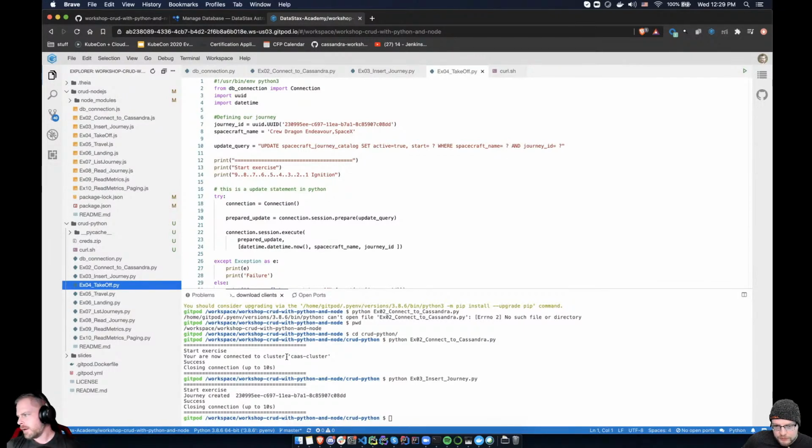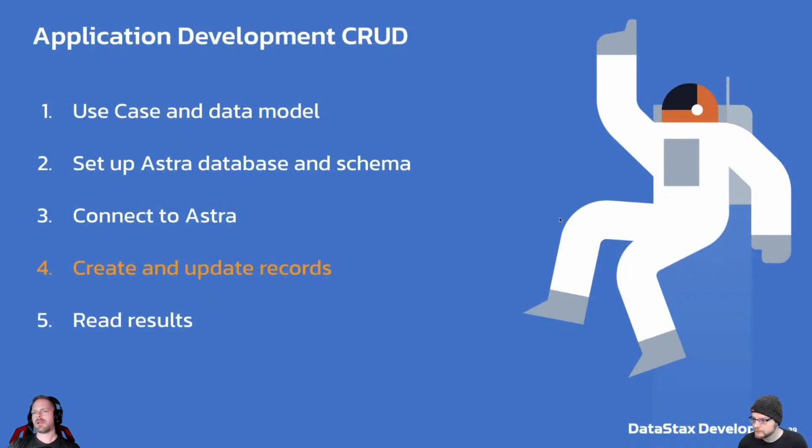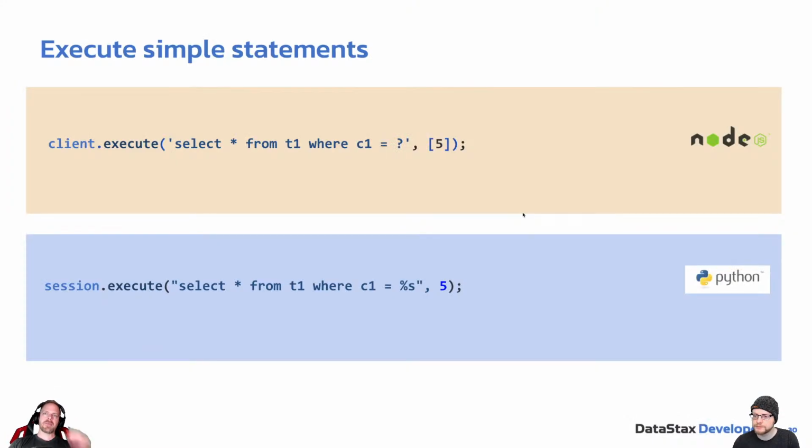Okay, so hopefully folks are at a point where you've gotten to what Eric just did, where he was able to make the connection to the database, and you see that connected to cluster CAS cluster, because that tells you the plumbing is in place, right? So then the next section we're popping over to here is section 4. You should see here the create and the update records. So just a couple things. Once you have established that connection, whether in Node you're using the client object or in Python you're using the session object, each one of those works the same way.